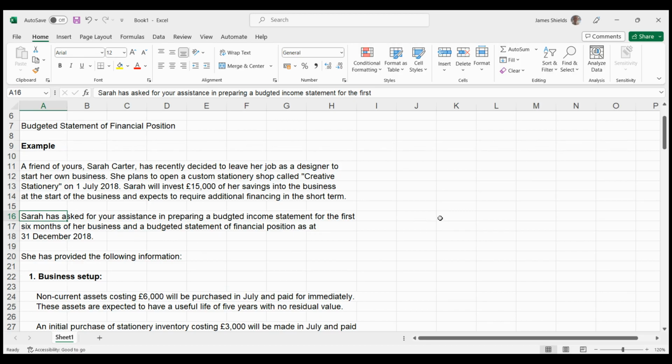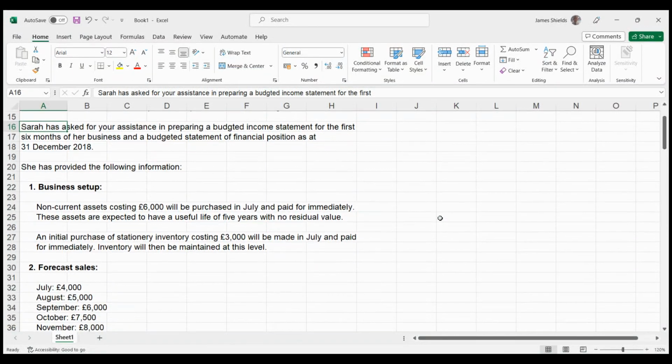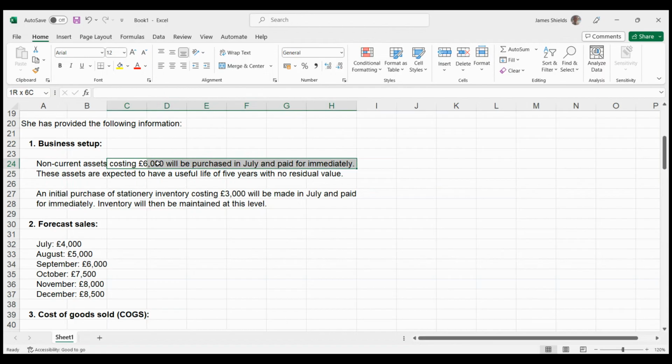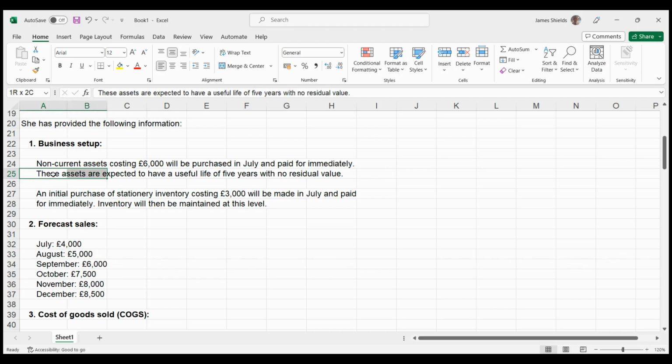Now, we've got lots of information that's been provided. So she has provided the following information. Right, the business setup. Non-current assets costing £6,000 will be purchased in July and paid for immediately. So there's no credit terms there, they're paid for immediately. These assets are expected to have a useful life of 5 years with no residual value. Remember, residual value is scrap value, so there's no scrap value at the end of the 5 years.